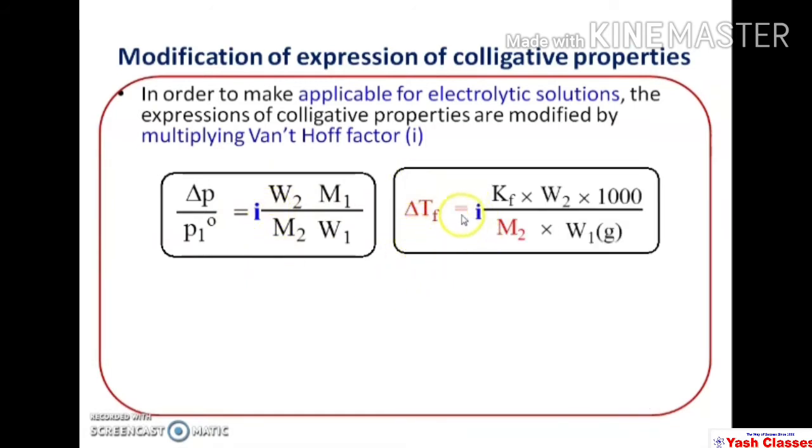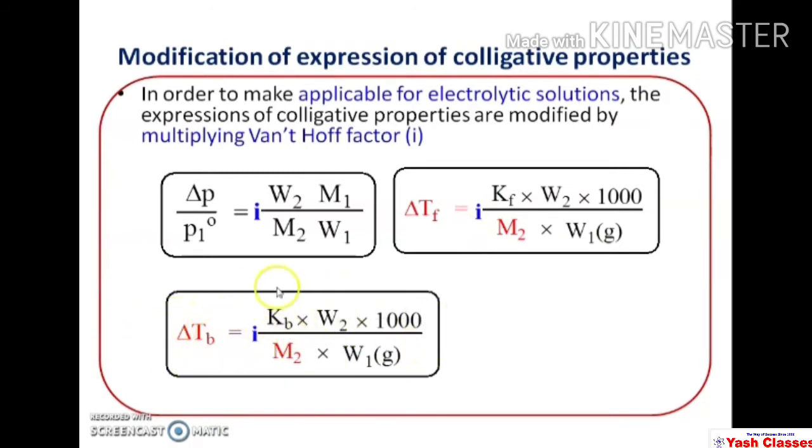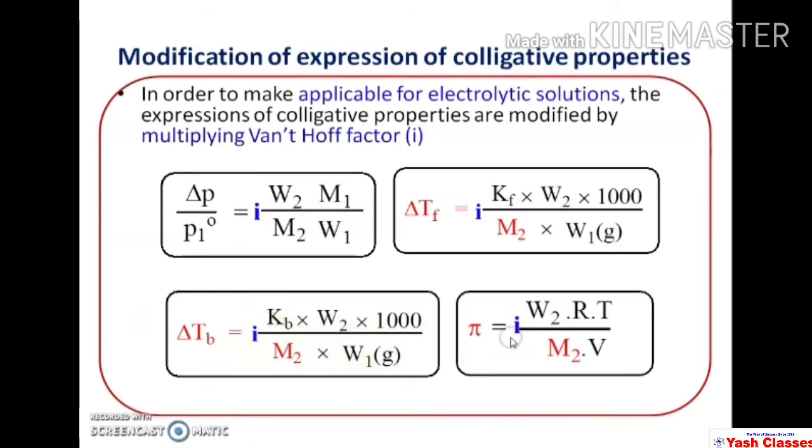Similarly, delta Tf is equal to i into Kf W2 1000 by M2 W1. Again the right side term is multiplied by Van 't Hoff factor i. Similarly, delta Tb is given by this equation, the right side term is multiplied by Van 't Hoff factor i. Osmotic pressure pi is equal to i into W2 RT by M2 V. Again the right side term is multiplied by Van 't Hoff factor i. So these equations are now applicable for solutions containing electrolytes.